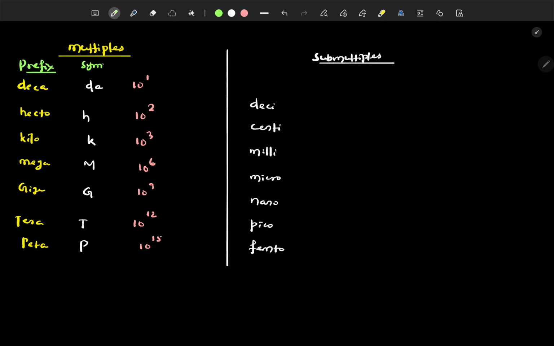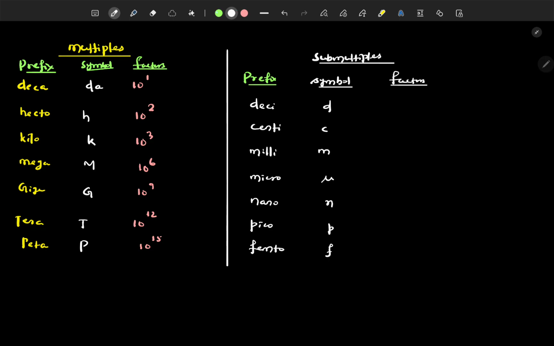Then these are the symbol, and these are the factors, 10 to the power 1, 10 to the power 2, all these are factors. Here deci is under prefix. Then you have to write their symbol. Next one is factors. Deci means symbol is d, centi is c, then milli small m, all these are small letters, micro mu, nano small n, then pico small p, femto small f.